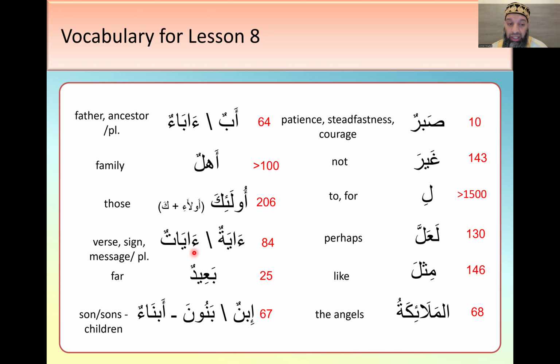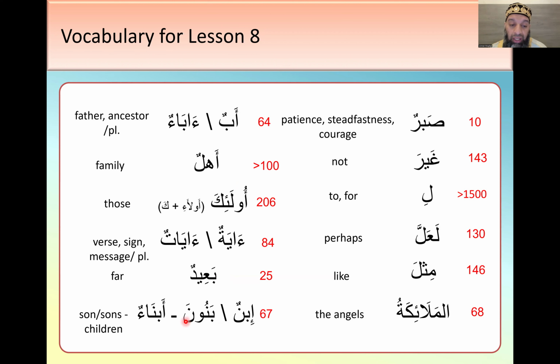Ayatun is a verse, a sign, message. And even a verse of the Quran is a sign. Yeah? Jazakumullah khairan. Ba'id means far. Qareeb means close. Ba'id is the opposite. It means far. Far away. Ba'id.